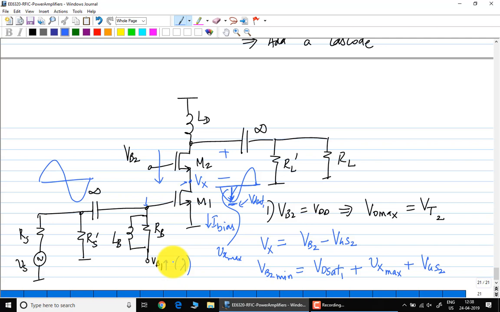Because if your PA has enough gain, let us say Vx max is 100 millivolts, and VDSat1 is another 100 millivolts, you are clearly saying that it should be 200 millivolts plus VGS2. VGS2 may be 700, 800 millivolts. So instead of 1.8 volts, it may be more like 1 volt.